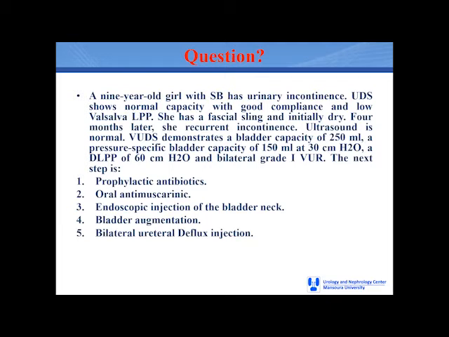The next step is prophylactic antibiotic, oral antimuscarinic, endoscopic injection of the bladder with Botox to improve continence, or bladder augmentation, or bilateral deflux injection. Bladder augmentation, yeah. I think the take-home message here is that the bladder dynamics may deteriorate as a result of increased outlet resistance, but I would start first with oral antimuscarinics with a close follow-up, to see if it improves. And if that fails, I think a bladder augmentation could be a reasonable option, or Botox if you like to do Botox.